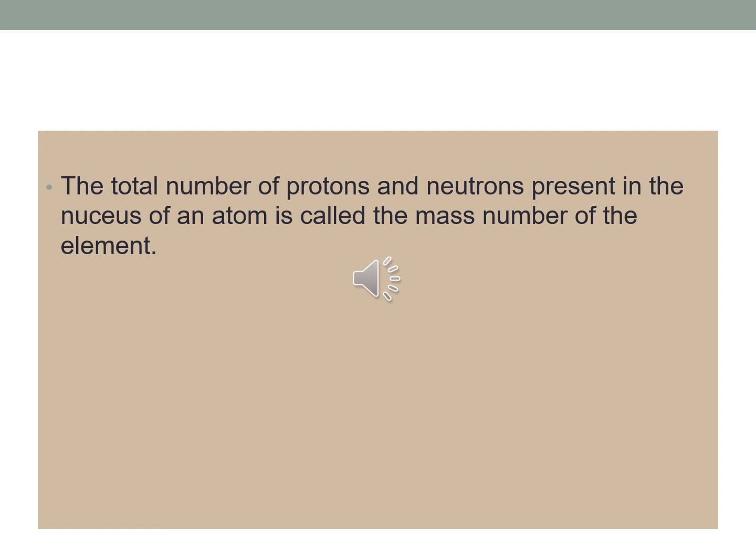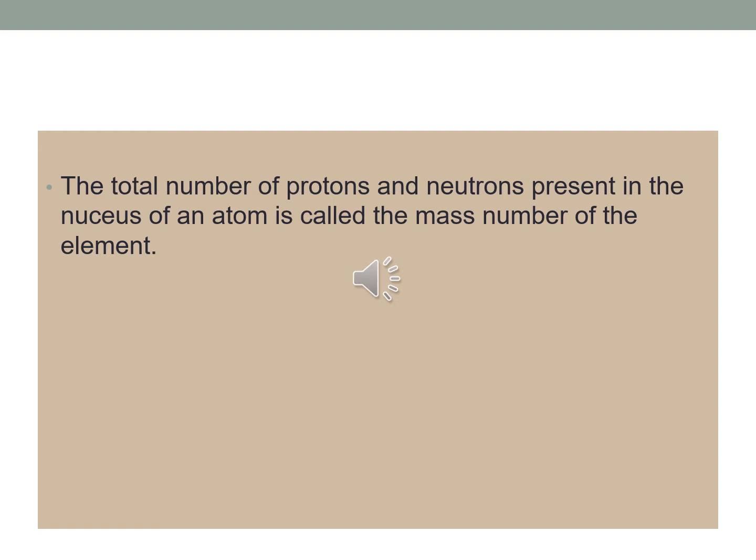What is mass number? Atomic number in Tamil means Anu En. Mass number is Behujana En, because this is the total number of protons and neutrons. So that is the mass number of the element.